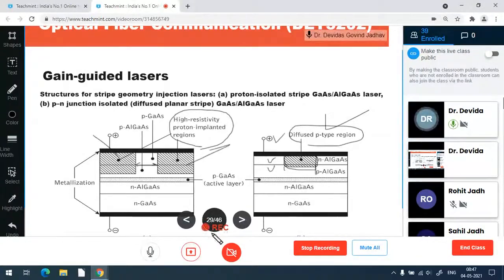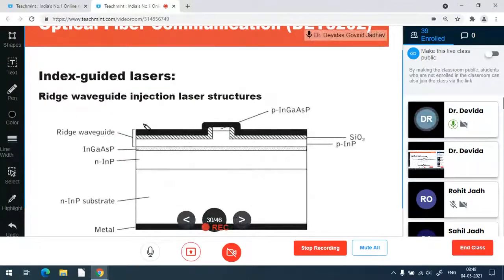This is also one more strategy in gain guided lasers. In index guided lasers, the ridge waveguide injection laser is there, in which again the same strategy is used by making the index guiding and sandwiching the p-type region in a very small area. Okay, and they are insulated by the silicon dioxide in other areas.